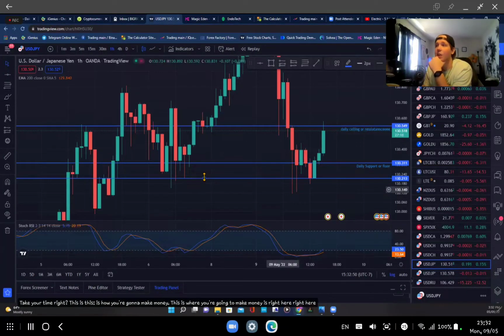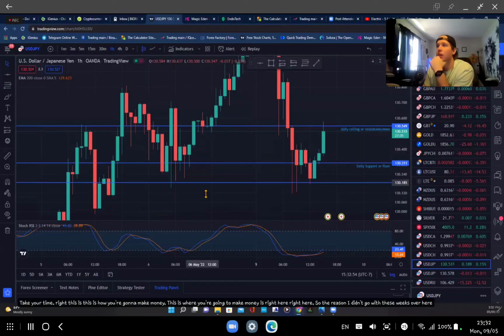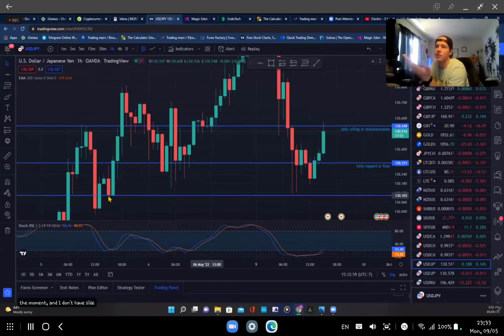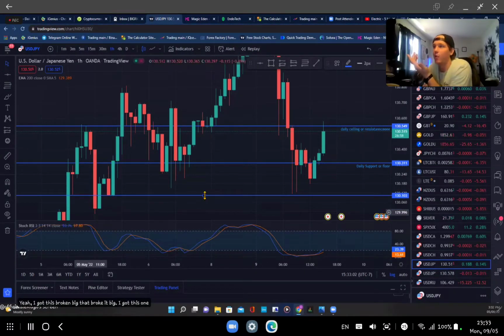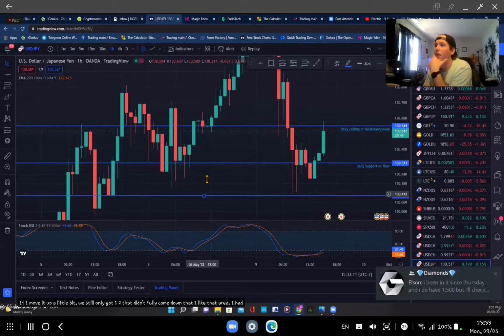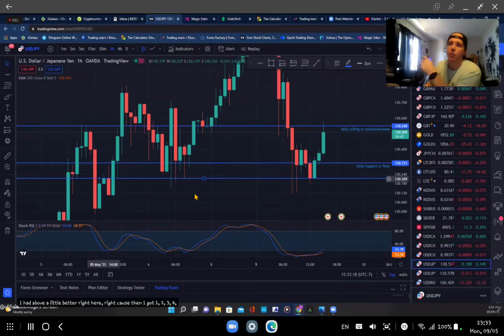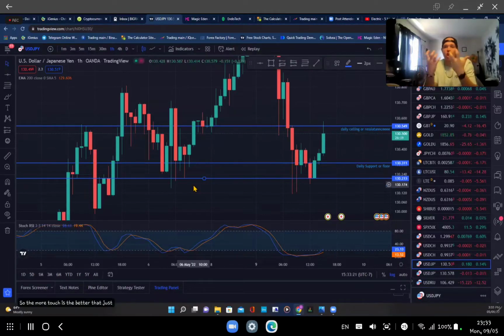So the reason I didn't go with these wicks over here was because it's pretty far away at the moment, and I don't have solid 3 resistant touches. I got this, it broke big, that broke big. I got this one. If I move it up a little bit, we still only got 1, 2. That didn't fully come down. I like that area I had above a little better right here, right? Because then I got 1, 2, 3, 4, 5. So the more touches, the better. That just means it's a stronger resistance, stronger support. So the more touches, the better.